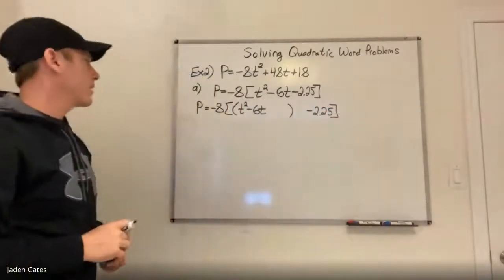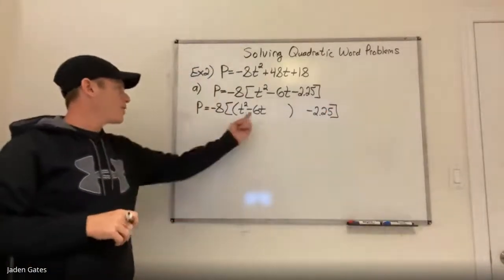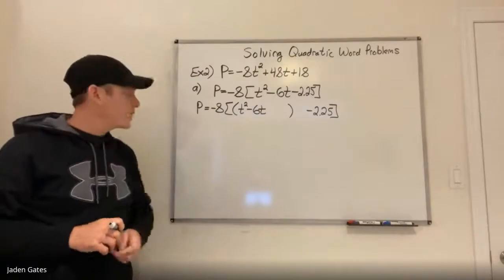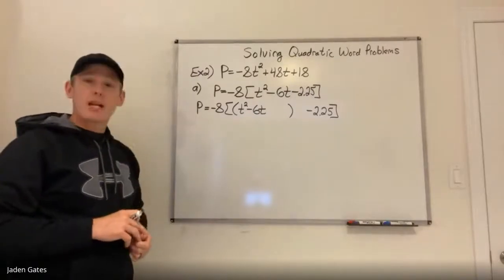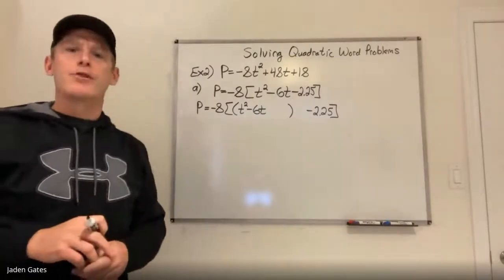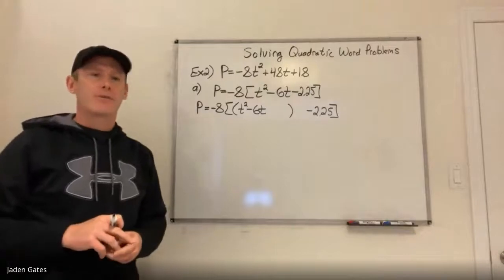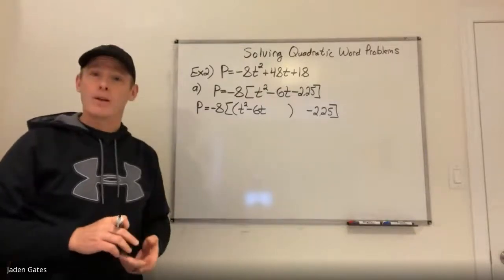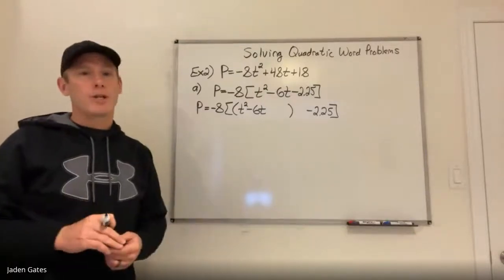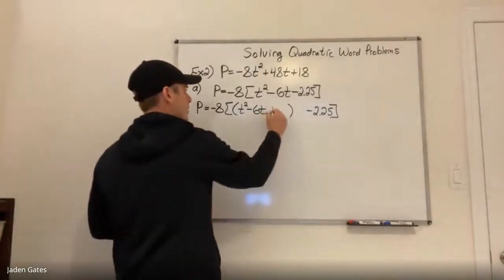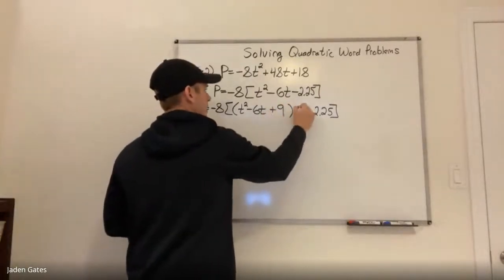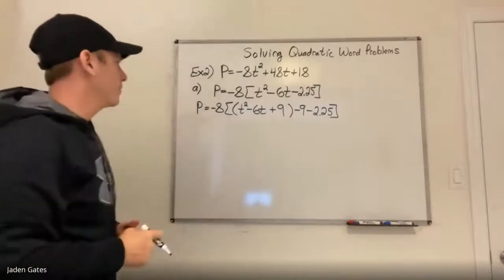All right, so once again, completing the square. If I want my magic number, I'm looking at the number in front of t. It's negative 6. I cut that in half and square it. So half of negative 6 is negative 3. Negative 3 squared, negative 3 times negative 3, is positive 9. Then we have a minus sign over there to balance it out.